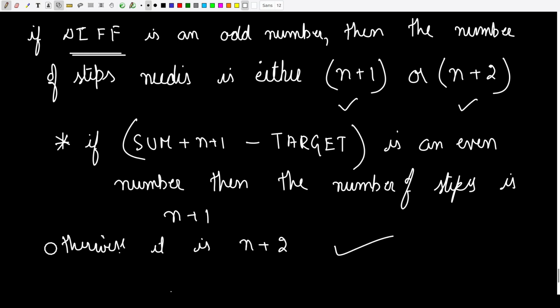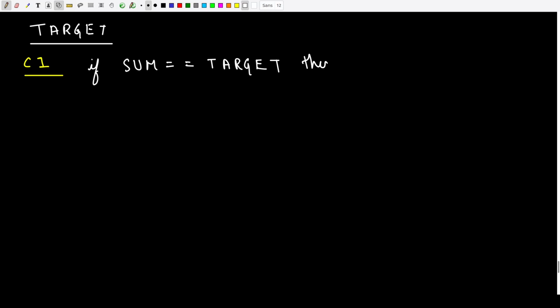So let me just do a quick recap. I know it's been a lengthy video, so let me do a quick recap. So we wanted to reach our target. So the first case is if sum equals target, then return n. And remember, sum is equal to 1 plus 2 plus 3 plus all the way till n, right?